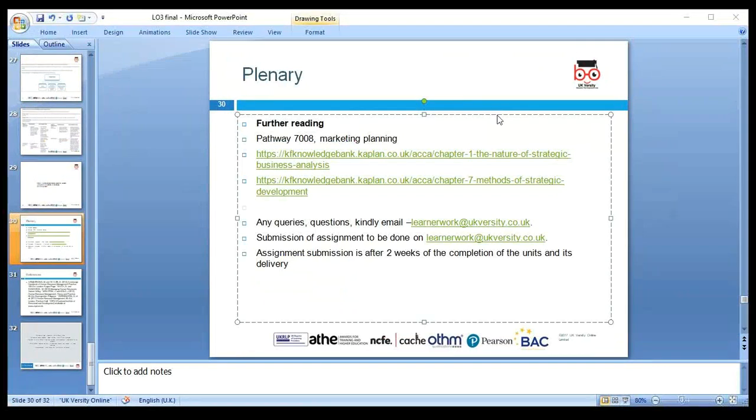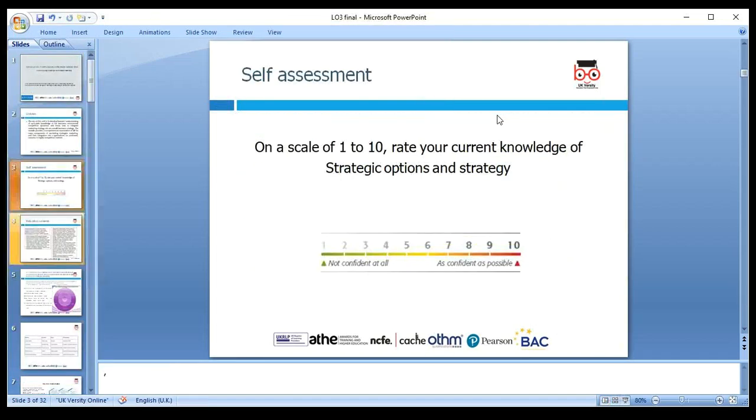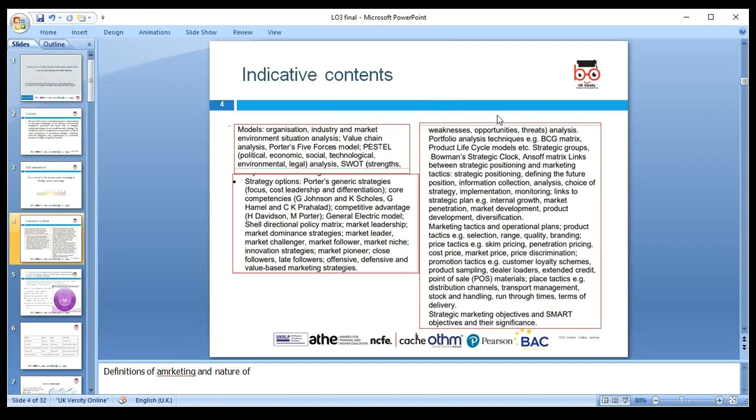Okay, we'll start. Okay, can you see all? Yes, we'll start our session now. Today we go through all the bits and pieces.